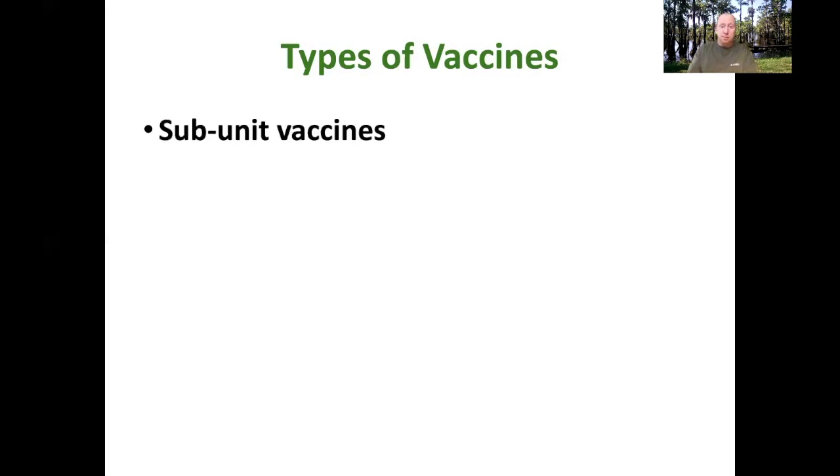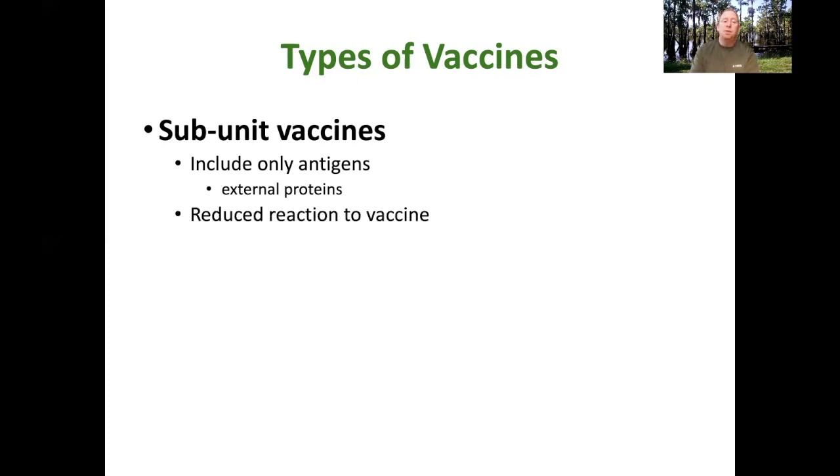Subunit vaccines. Okay, so subunit vaccines are only going to include antigens of the pathogen. So remember, antigens are going to be external proteins associated with a specific pathogen. And so if there's something on the outside that can be recognized by our immune system, again, it gives it a head start. And so we can just use the subunit or just a piece of that virus or bacteria as a recognition site. And so the only problem here is that you get reduced reaction to vaccine over time.